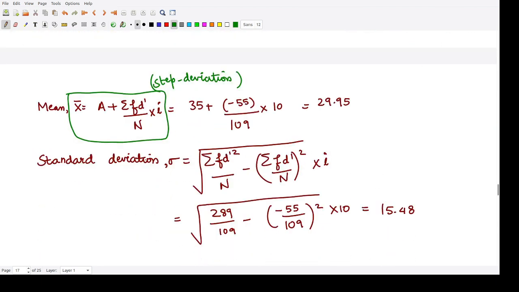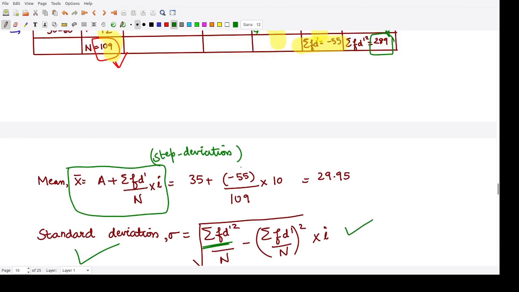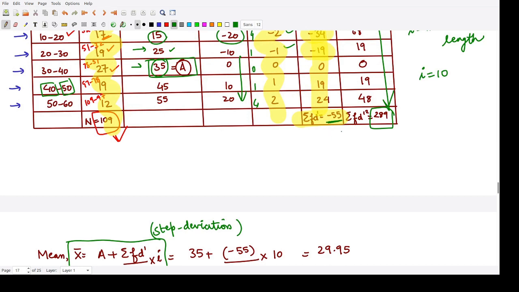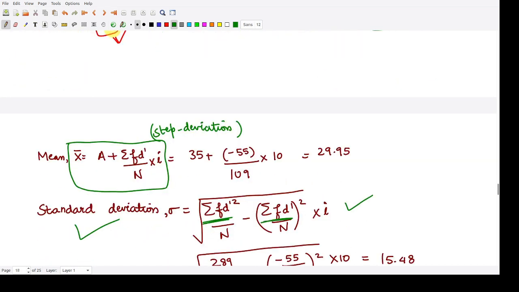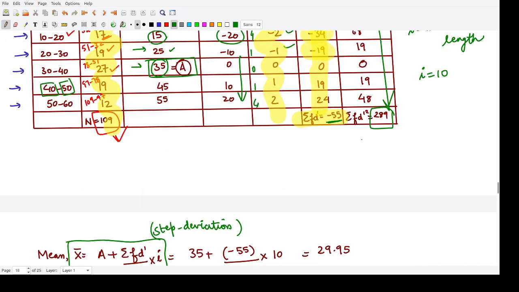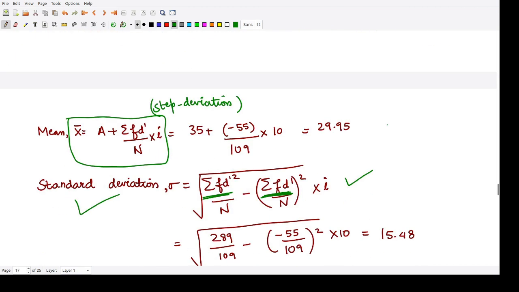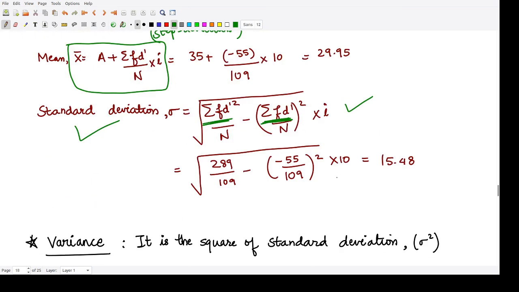So using this step deviation method, the standard deviation would be using this formula. So you have the value of this quantity, that is minus 55 over here, and then you have the value of summation f d dash square, that is the value of 289, and then you write up all these values, and this is the final answer.